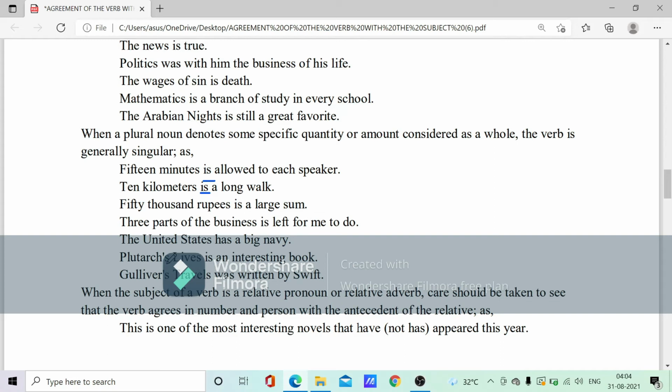So you must not forget, when you find a specific quantity or a specific amount which is taken as a whole, right? जिसे एक यूनिट माना जा रहा है, एक साथ रखा जा रहा है, उसको अलग नहीं किया जा रहा है, उसको बिखराया नहीं जा रहा है. In that case उसके साथ जो verb होगी वो singular.